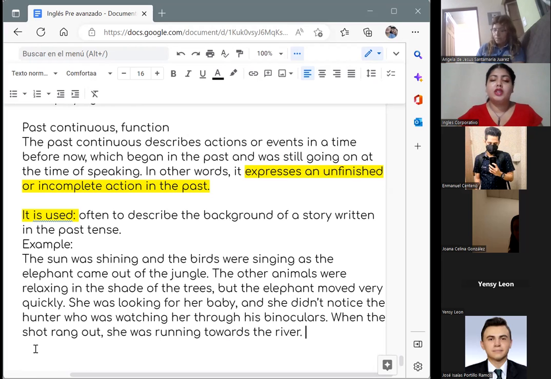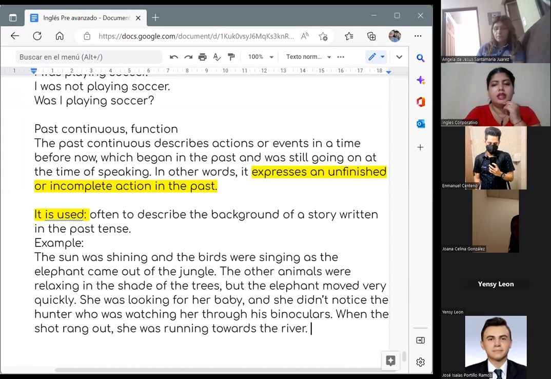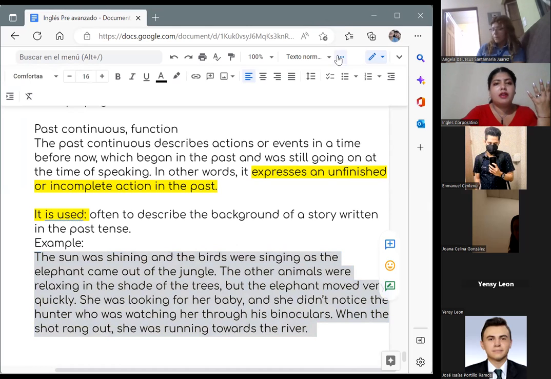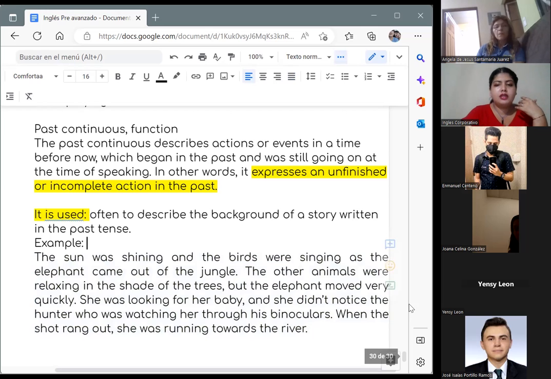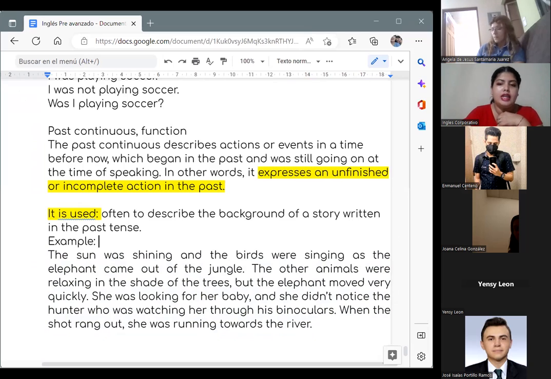So through this short paragraph related to the story, we can see different elements that give us an idea about the things that were happening in that moment. We can imagine what the animals were doing in that space, because it's saying that they were relaxing because the sun was shining, the birds were singing. But we have something different, the elephant that was looking for her baby and she was desperate. And also we have another bad thing, the hunter that was looking through the binoculars at the elephant, but in this case we have just a short part of the story.